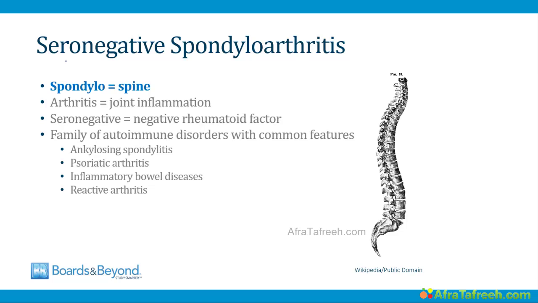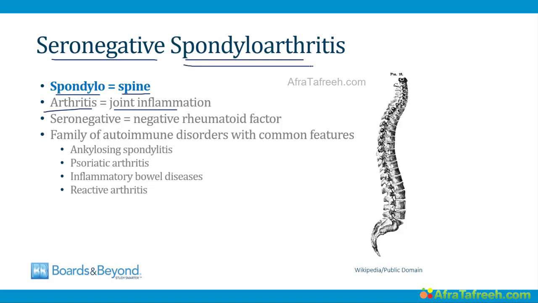In this video we're going to talk about a group of rare disorders that are called seronegative spondyloarthritis disorders. The word spondylo means spine and arthritis means joint inflammation, so spondyloarthritis means inflammation of the spine. These disorders are called seronegative because they have a negative rheumatoid factor test, and this distinguishes them from rheumatoid arthritis. Basically, the seronegative spondyloarthritis disorders are a family of autoimmune disorders, all with common features, many of them involving the spine.